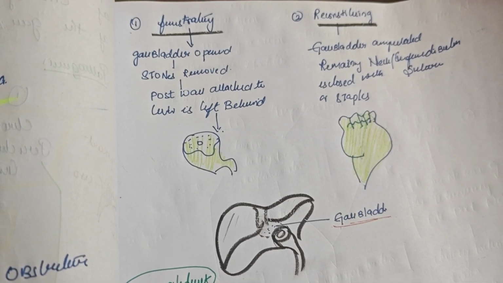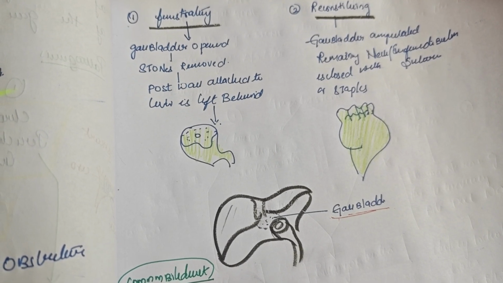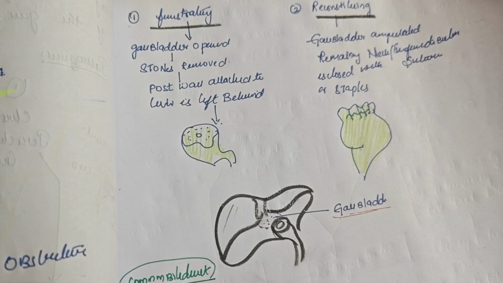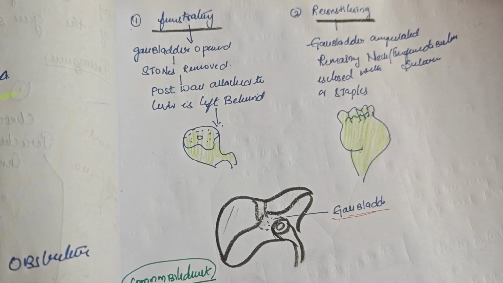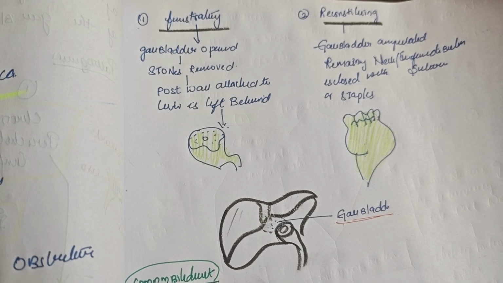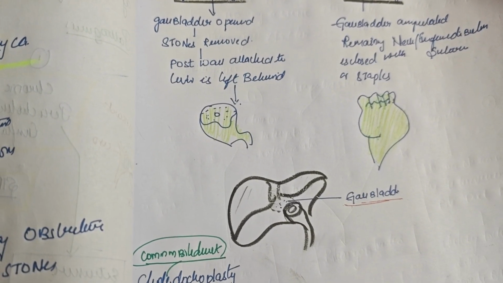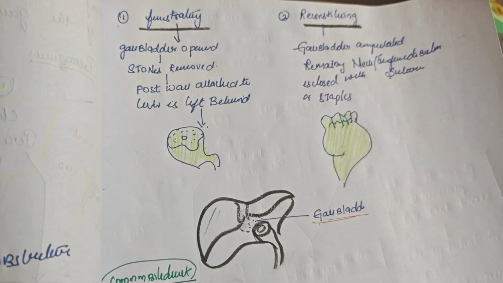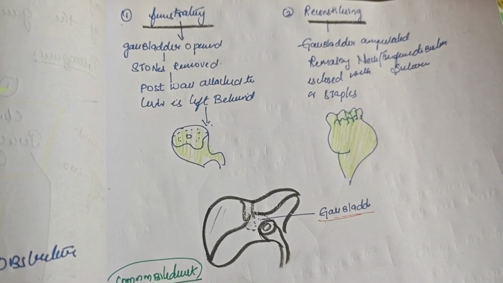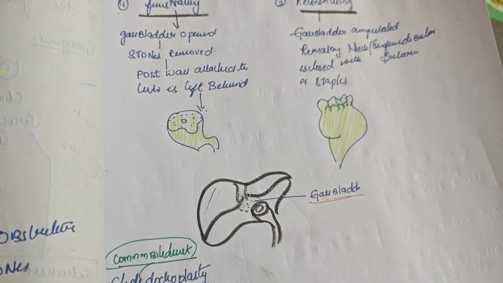What is reconstituting? In the reconstituting type, what I do is, the gallbladder is amputated and the remnant remains.